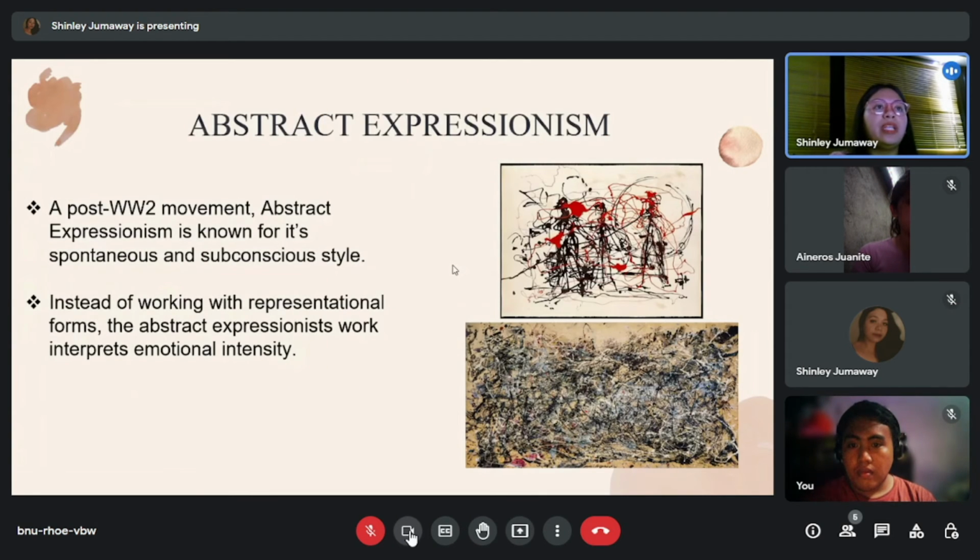The next one is abstract expressionism. A post-World War II movement, abstract expressionism is known for its spontaneous and subconscious style. Instead of working with representational forms, the abstract expressionist work interprets emotional intensity. It is an art without formal patterns, as you can see on the screen. They were painted directly on canvas without any preliminary drawing.